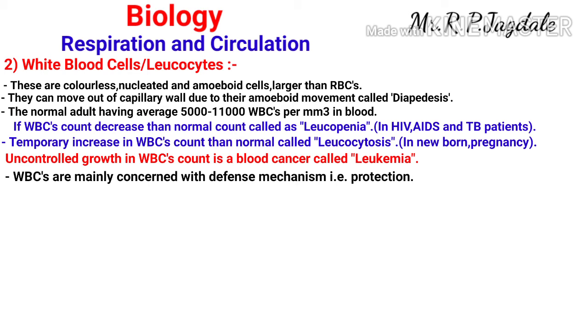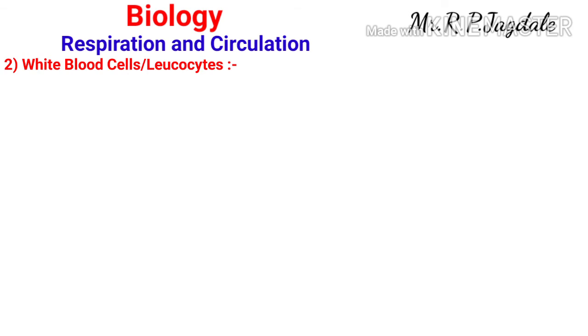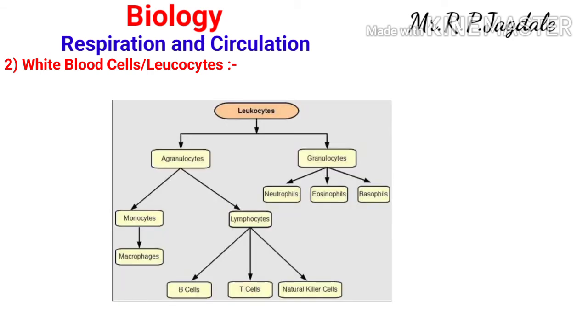These WBCs show polymorphism. Polymorphism means they have variable forms. There are variable forms of WBCs, which is why WBCs show polymorphism. Then we are going to see the types of WBCs. Since variable forms are there, obviously there are types of WBCs. You can see one chart on your screen, the differentiation of the WBCs.